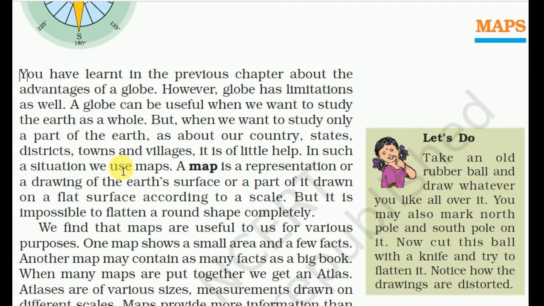You have learned in the previous chapter about the advantage of a globe. However, a globe has limitations as well. A globe can be useful when we want to study the earth as a whole. When we want to study only a part of the earth, such as our country, states, district, towns and villages, it is of little help. In such a situation, we use maps.